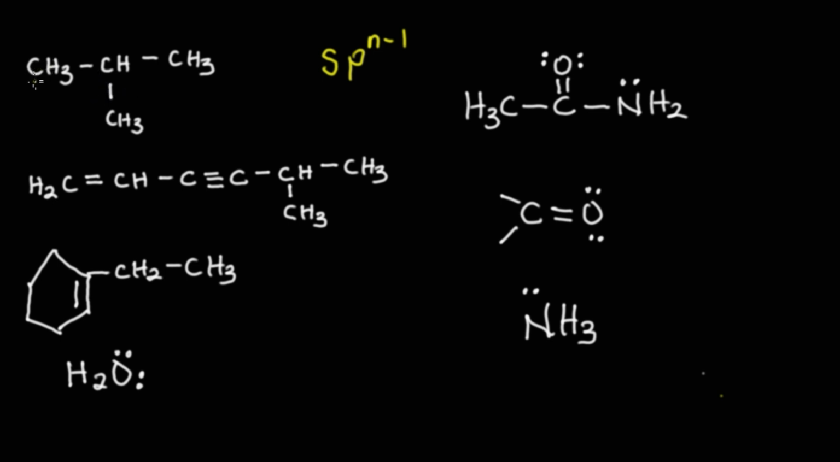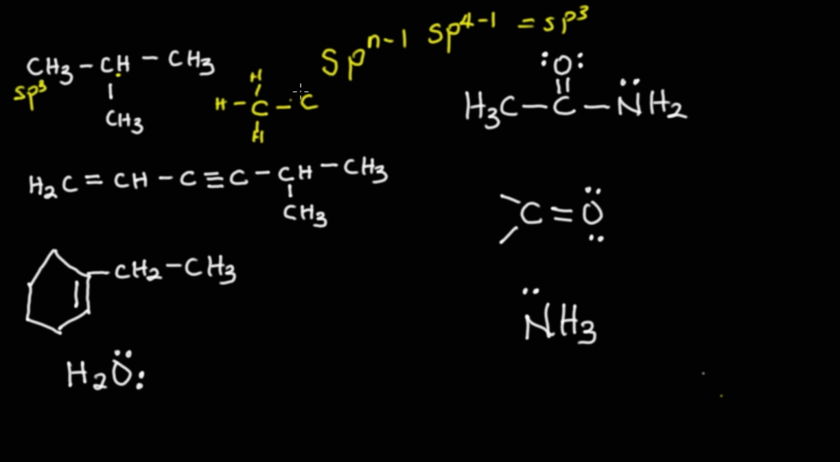Let's look at assigning hybridization for this carbon. You discover that we have 1, 2, 3 hydrogen attached to the carbon, and we also have this second carbon attached to it. So we count the number of atoms attached to the carbon: 1, 2, 3, including the carbon that is attached to it, 1, 2, 3, 4. So n becomes 4, and sp^(4 minus 1) gives us sp3. So this carbon becomes sp3.